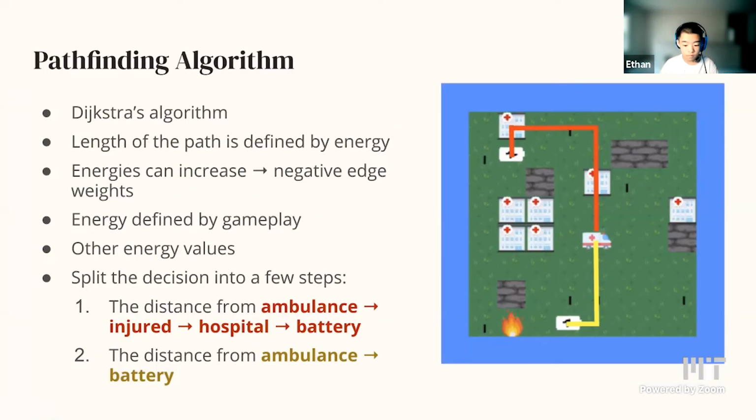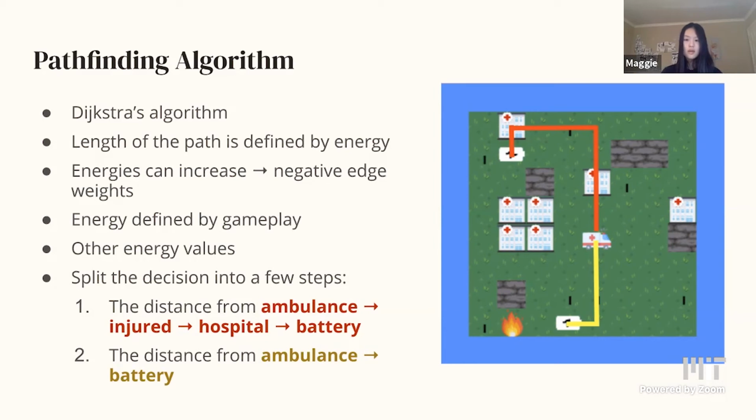For the machine play, we used a pathfinding algorithm to find each move that the ambulance should make. The algorithm uses Dijkstra's algorithm, and the length of the path is defined by energy. Some energy values that we used were defined by gameplay. For example, if the ambulance steps forward or turns left or right, the energy will decrease by 1. If it spends a turn in fire, the energy will decrease by 3.